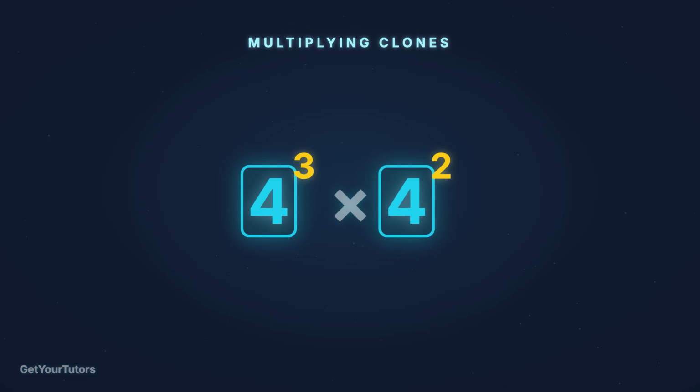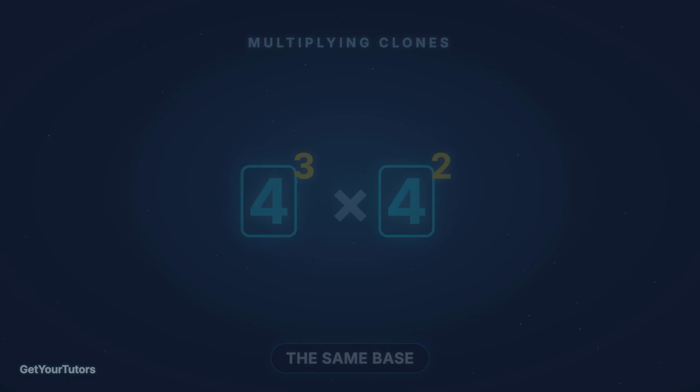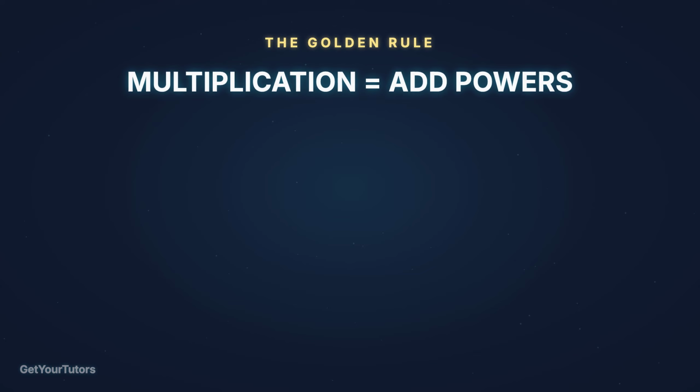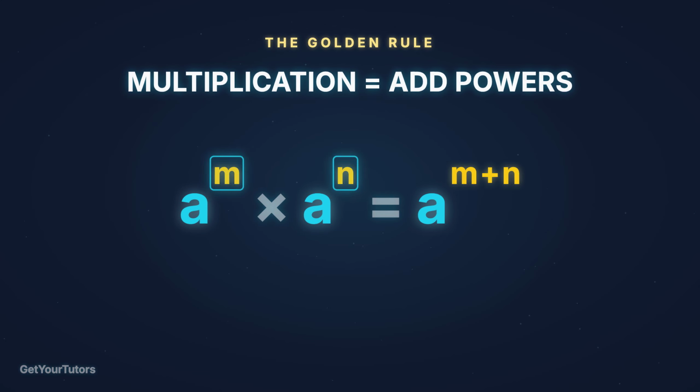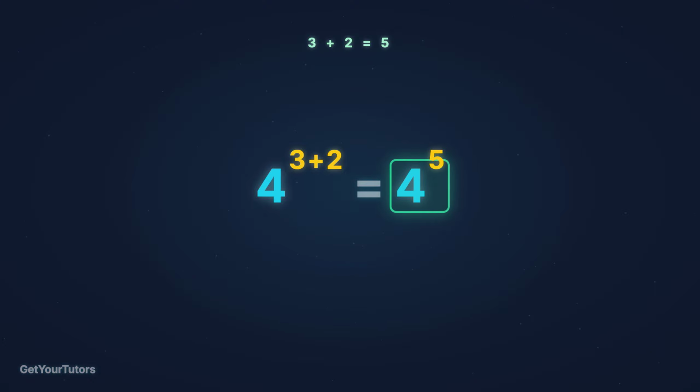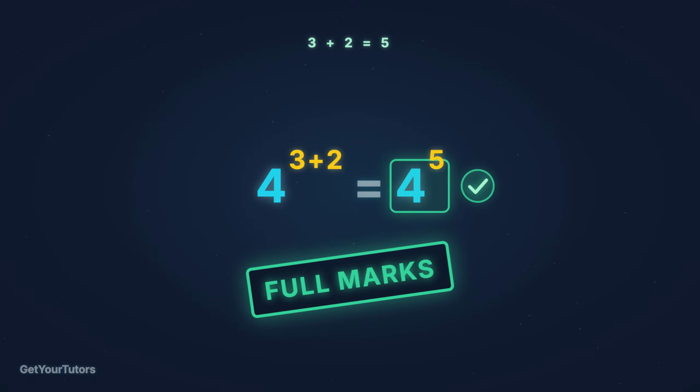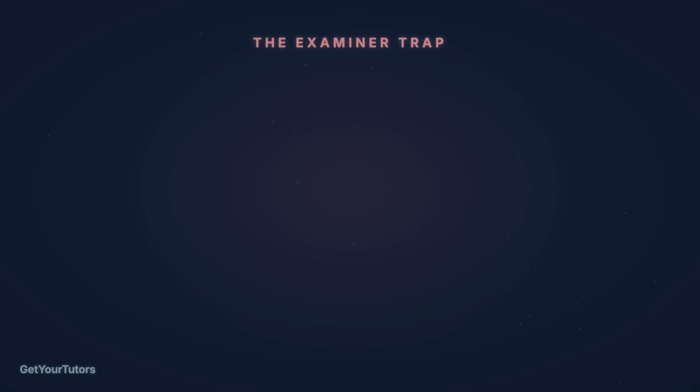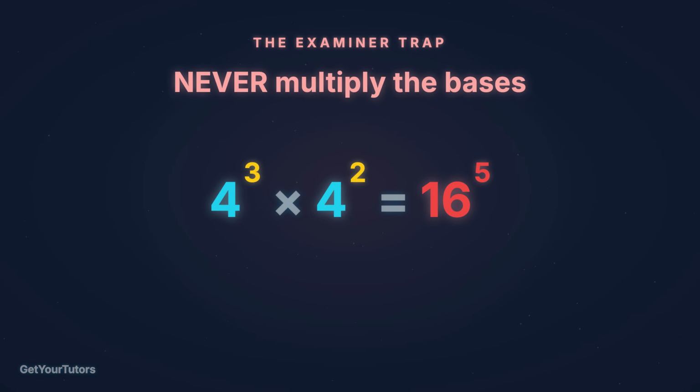4 cubed multiplied by 4 squared. We are multiplying the exact same bases together in this equation. Here is the golden rule. When multiplying indices with the exact same base, you must simply add their powers together to simplify it. 3 plus 2 equals 5. So the final answer is perfectly simplified to 4 to the power of exactly 5. Full marks secured.